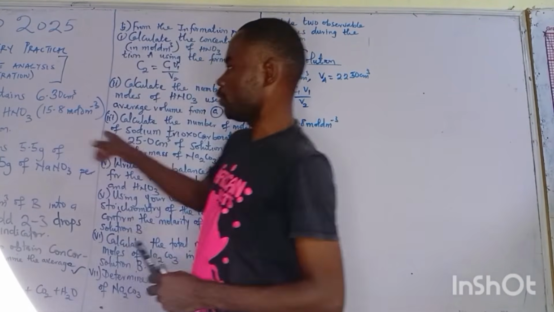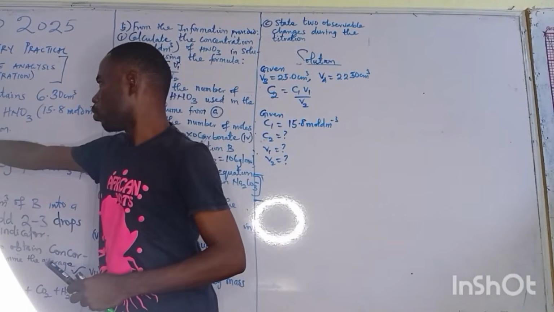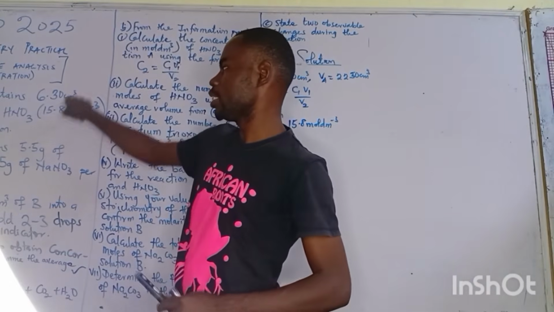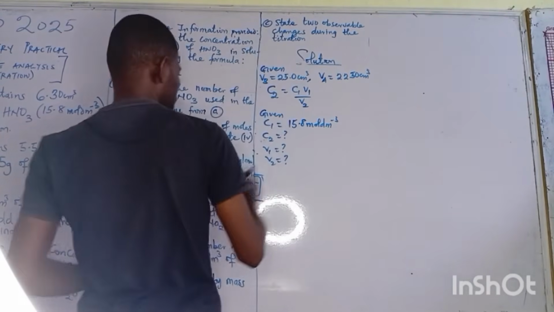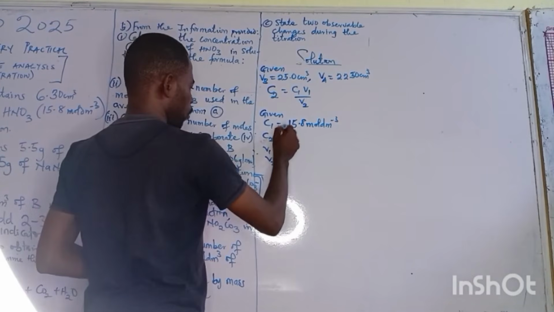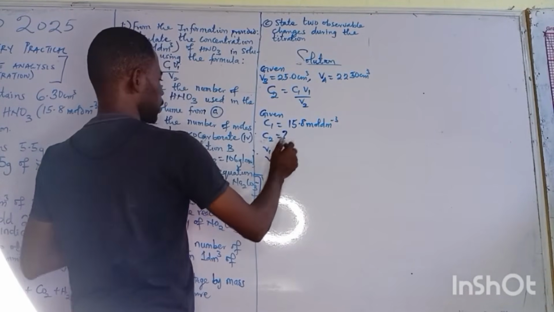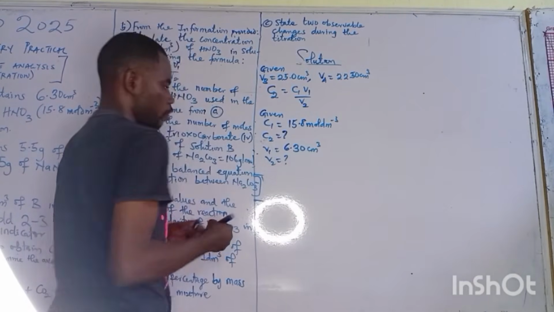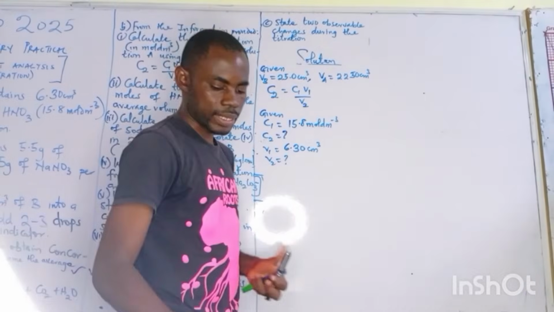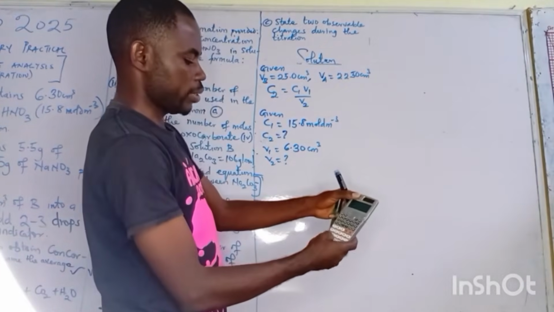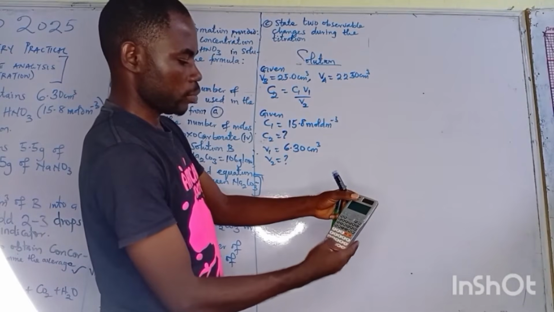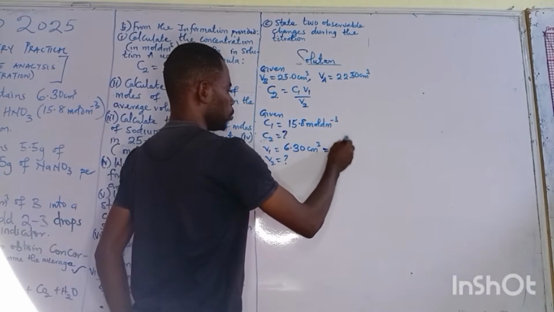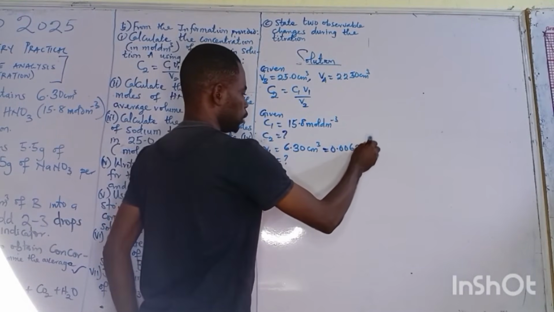And they gave me a particular volume to set it with. The solution A contains 6.3. Now, this is the volume for this. The volume given to me is 6 point, that is for V1. They gave me 6.30 centimeter cube. I need to convert my centimeter cube to decimeter cube. That is divided by 1000. Because of accuracy, let's use the calculator. So we have 0.0063 dm cube.